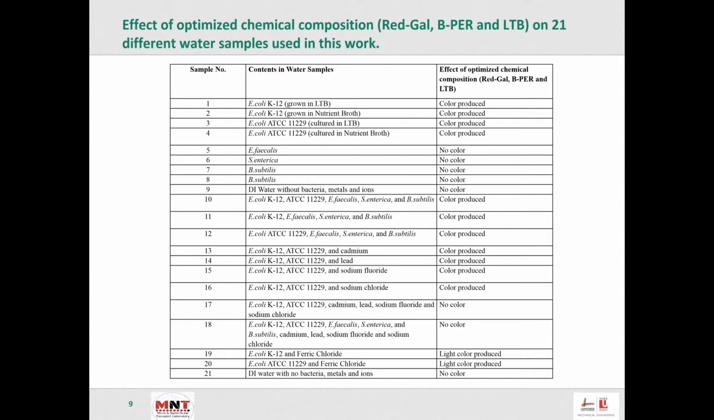So in the sense that now we narrowed down to only 3 chemicals: Red-Gal, BPERD, and the LTB. That should be good enough in terms of whether the colors are produced. Where there is no E. coli, there is no color, and even in presence of these metal ions and so forth, you will still see color is producing. So this is good in terms of well plate, and we have done it with a centrifuge too. But again, you cannot just bring this to the community because they will say, what is this 96-well plate and so forth. So you have to provide a product.